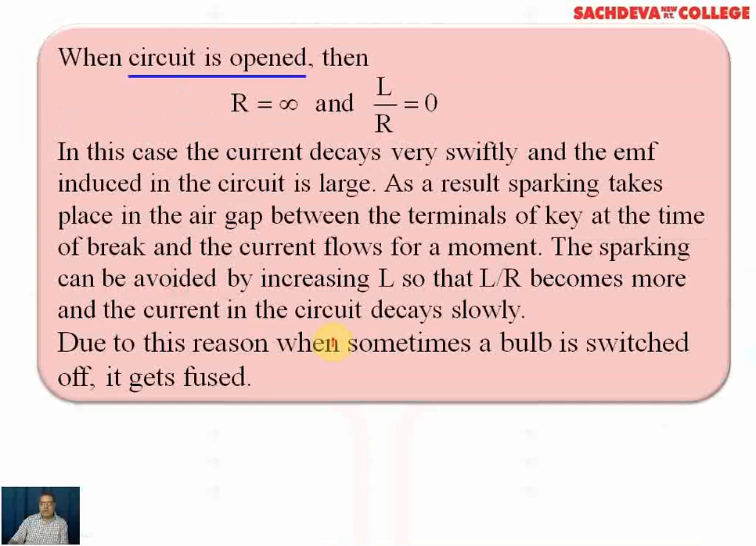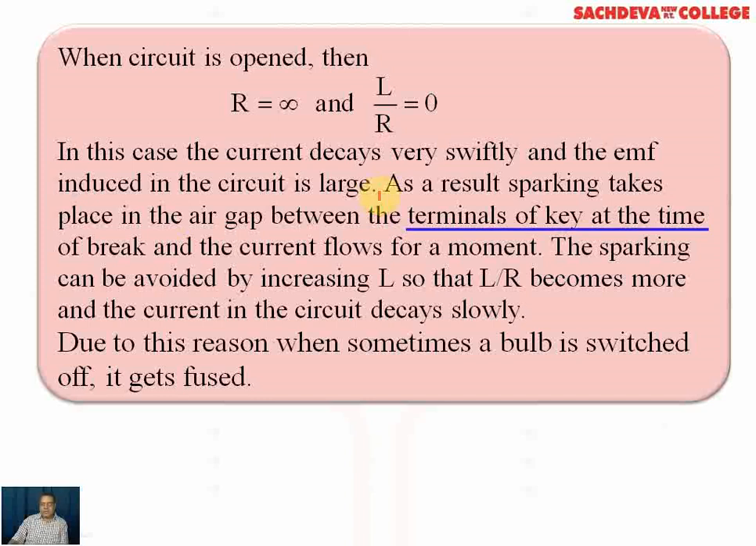So when the circuit is open, that indicates R is infinite. There will be maximum resistance offered to the circuit, and L by R will obviously be 0, because if R is infinity, then L over R will become 0. In this case, the current decays very swiftly and the EMF induced in the circuit is large. As a result, sparking takes place in the air gap. So sparking always takes place when voltage is very high and time is very less.